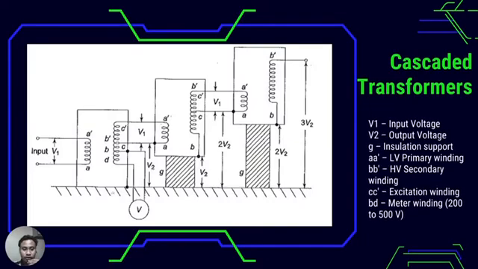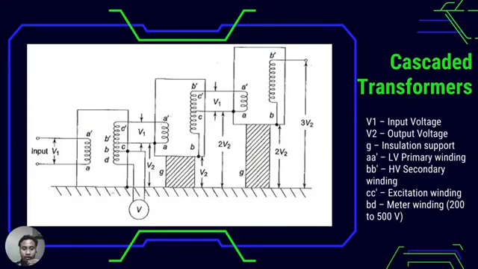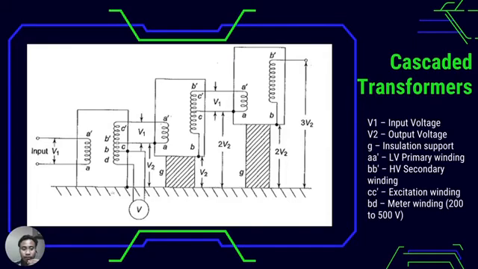Cascade transformers. For generating AC test voltage of less than a few hundred kV, a single transformer can be used. Meter windings are used to generate and measure the output voltage. Single-phase transformers can be cascaded to increase the output voltage.